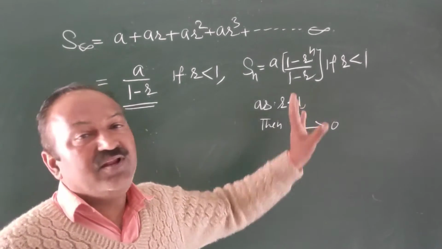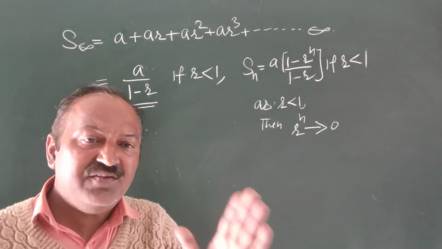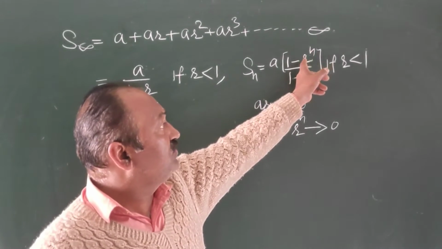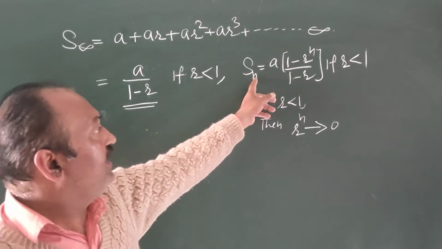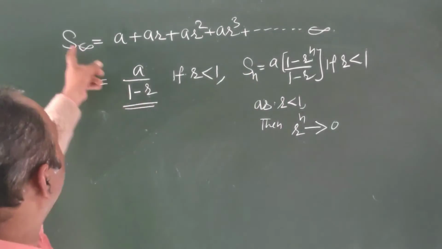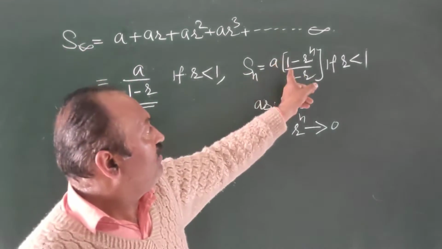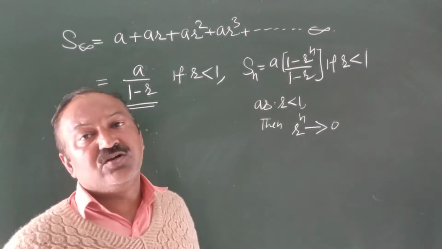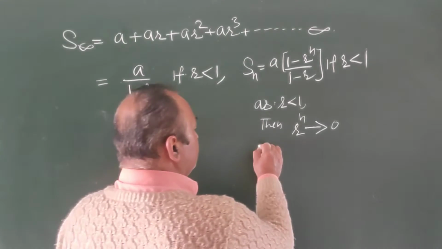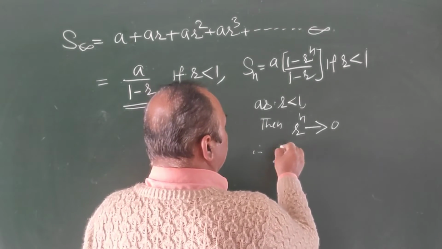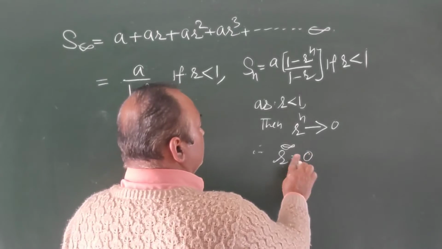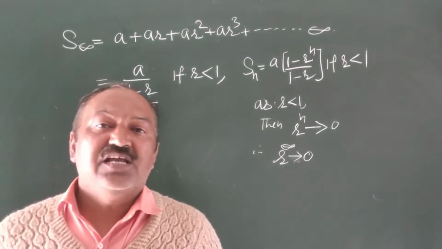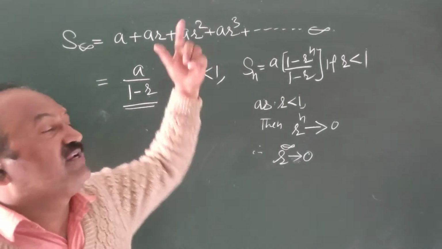the value of r is less than 1, so r raised to power n will approach 0. It will be very very near to 0. Therefore, putting r^n equal to 0 and n equal to infinity, we get S infinity is equal to a/(1 - r), because r raised to power infinity approaches 0. So this is the formula for S infinity of this geometric sequence.